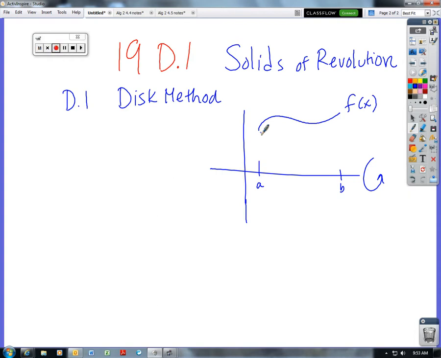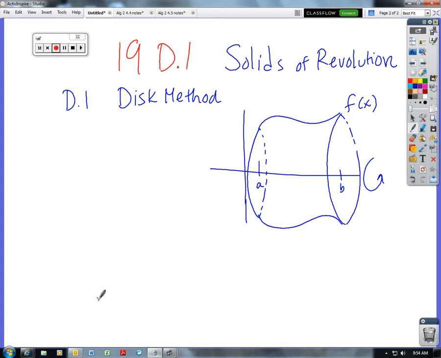To get a sense of what this looks like, I'm going to reflect that curve about the x-axis so that I can draw the picture. So this is going to end up becoming kind of like a vase, if you can imagine that. So I'm trying to draw a three-dimensional figure there. And our goal is to find the volume of that vase, or that solid of revolution.